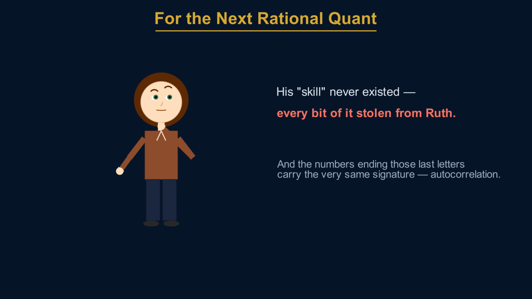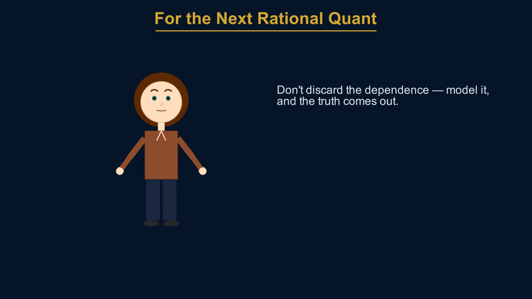She'd found them, she'd seen the dependence in them, and each value carried a trace of the ones before it, the same signature she'd been taught to spot in a regression's errors. What she hadn't known was what to do with it. Today's lesson answered that, and when a sequence hides dependence underneath, you don't throw the dependence away. You model it and the truth comes out.